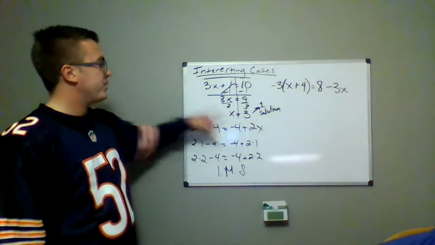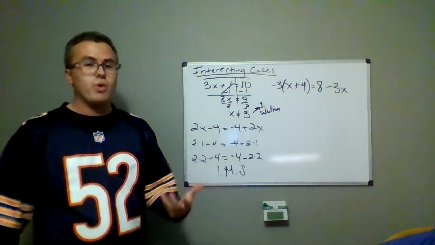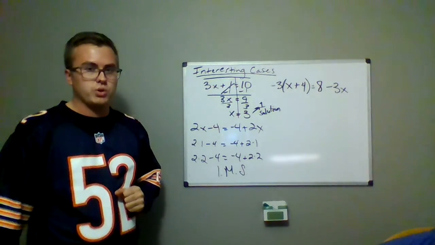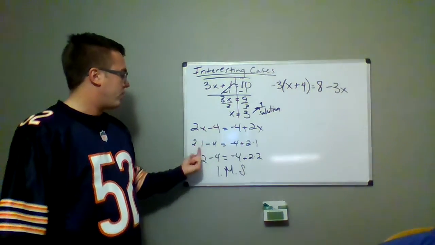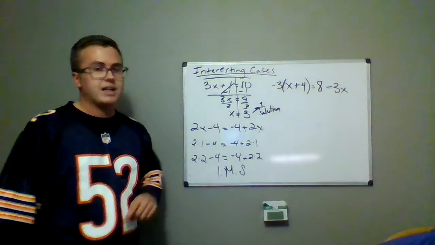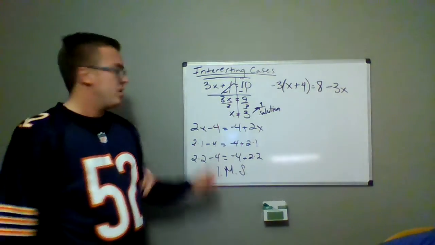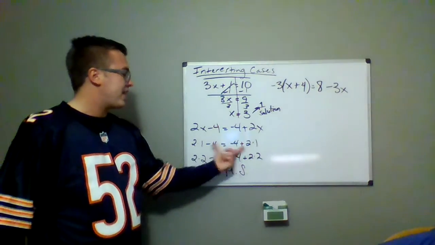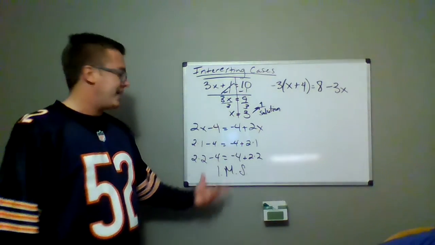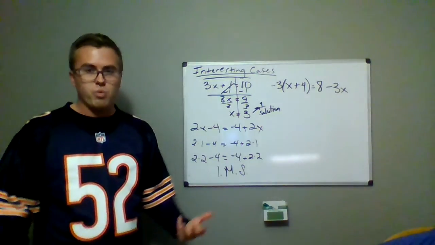So this first problem, there's only one solution. There's only one thing that you could substitute in for x to make that statement true. In this one here, there are infinite number of possibilities that you could plug in for x. Plug any number in. Because you have to do the same thing on both sides, it's going to come out to be the same exact statement. It's going to be a true statement no matter what.